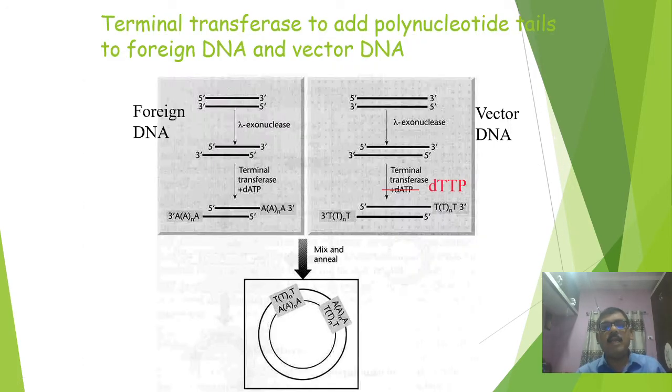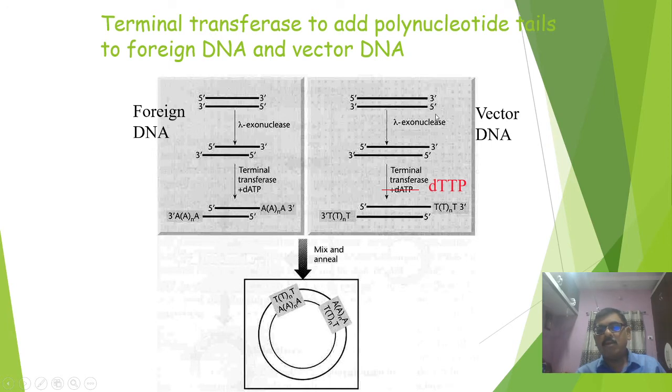Then terminal transferase can be used to add polynucleotide tails. Terminal transferase is the enzyme used to add polynucleotide tails. Here this is the blunt ended molecule. This is 5' and 3', 3' and 5'. This runs in this direction, and this will run in this direction. That is the lambda exonuclease, or the activity of the exonuclease.